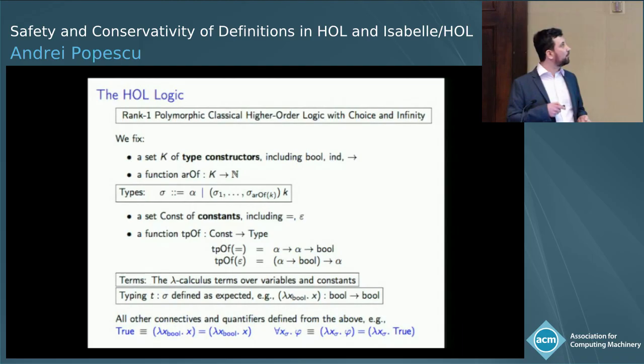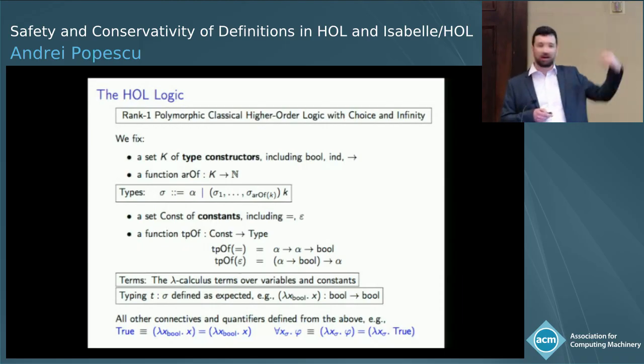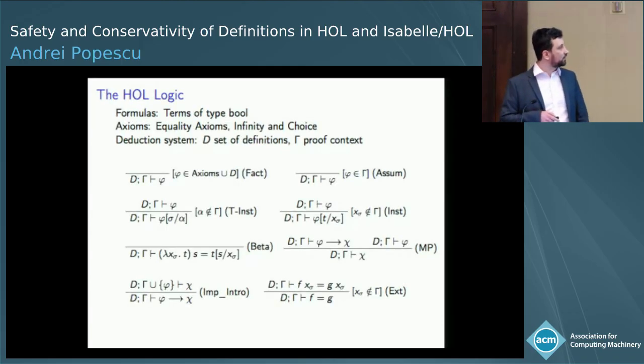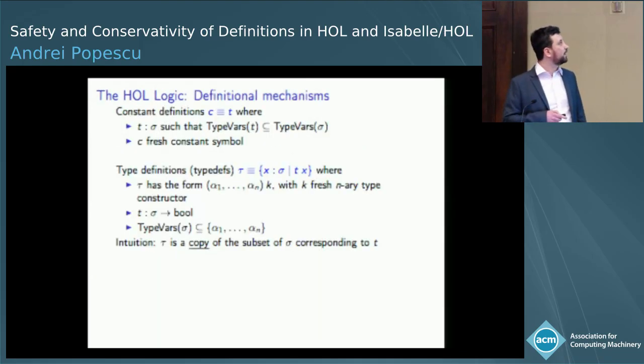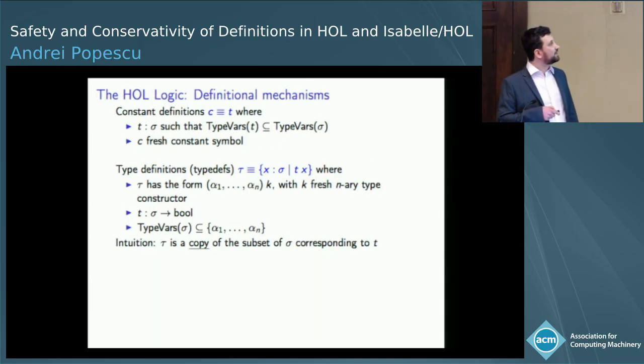This is higher order logic, rank 1 polymorphic classical higher order logic with choice and infinity. So this is essentially simply typed lambda calculus with polymorphism added as a top level notation. And we have a minimalistic set of primitives, equality and Hilbert choice, and everything is defined from them. We have one of the most banal deduction systems. From a set of definitions, we can deduce various things. We have introduction and elimination rules, and for the derived connectives, like for all, we have the expected rules and so on. So what's the problem with type definitions?